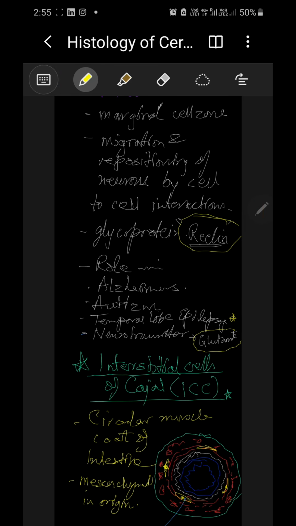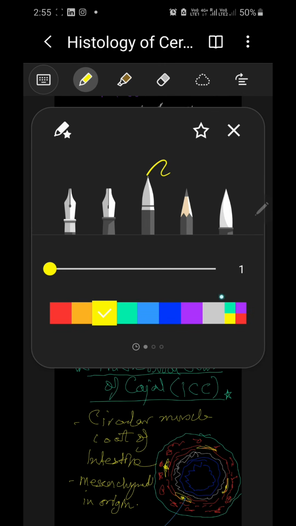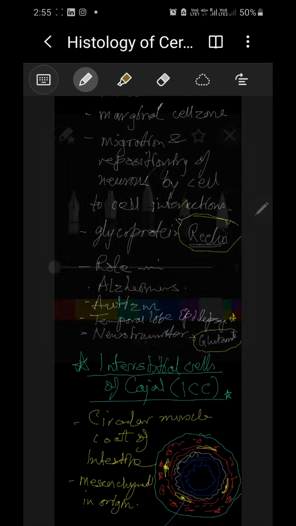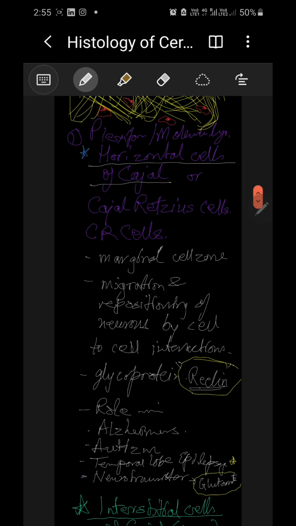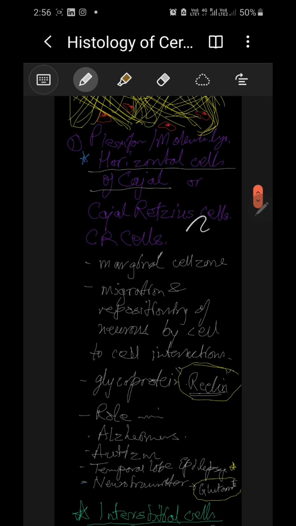Apart from this, one more important thing was left: these cells die out. As I told you, these cells undergo apoptosis. There's less space actually. Undergo apoptosis.